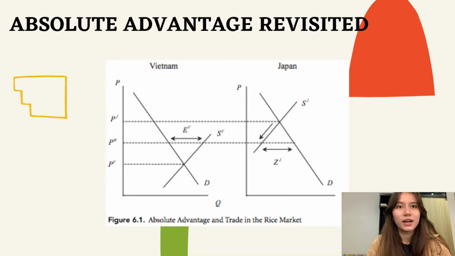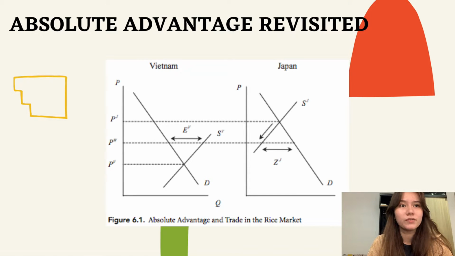The autarky price of rice in Vietnam, which is PV, is lower than the autarky price of rice in Japan, which is PG. This gives Vietnam an absolute advantage in producing rice. The world price is PW. It settles between the two autarky prices. Vietnam exports rice, whereas Japan imports rice. The world price will adjust to ensure that Vietnam's exports are the same as Japan's imports.